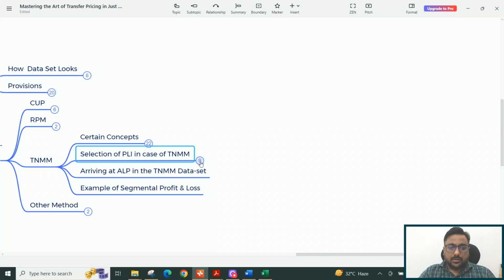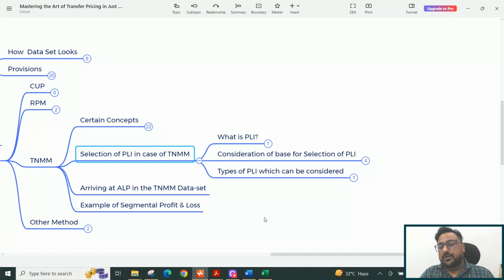Now guys, we move to the next topic, which is selection of PLI in case of TNMM. First of all, PLI means profit level indicator. We'll understand in this section of the video what PLI is, the consideration of base for selection of PLI, and the types of PLI which can be considered. There is also OECD guidance available for selection of PLI.